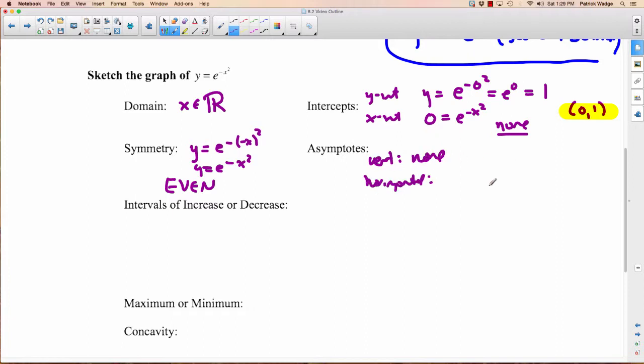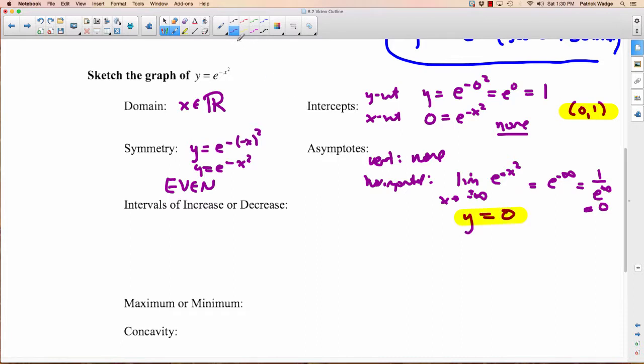For horizontal, we want to see what happens if we take the limit of our function as x approaches positive and negative infinity. And whether you put positive or negative in here, when you square it, you're now going to have positive infinity. Then you're going to make it negative. It's going to be negative infinity. So you're going to have e to the negative infinity, basically. Well, this is a flipping negative, so it's going to be 1 over e to the infinity. That's 1 over some massive number. When you have 1 over a massive number, what do you get? You get 0. So what that means is your horizontal asymptote is at y equals 0.